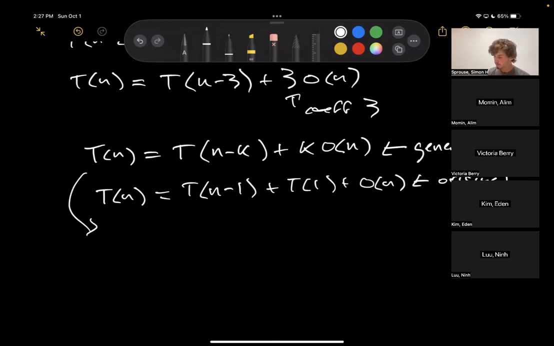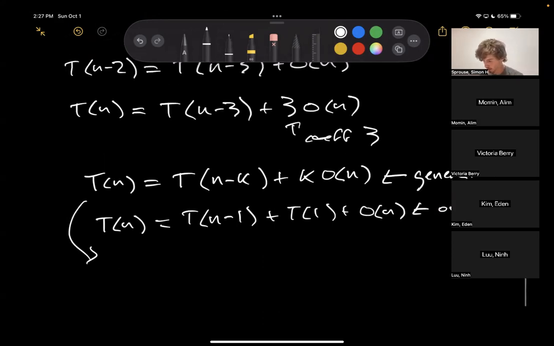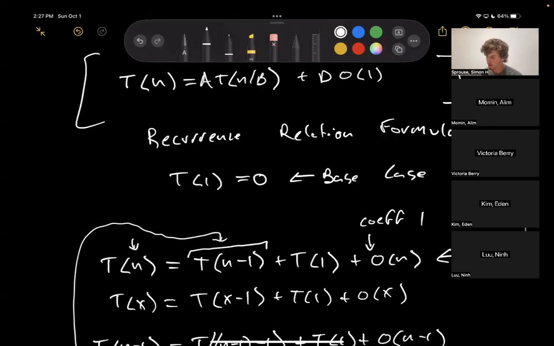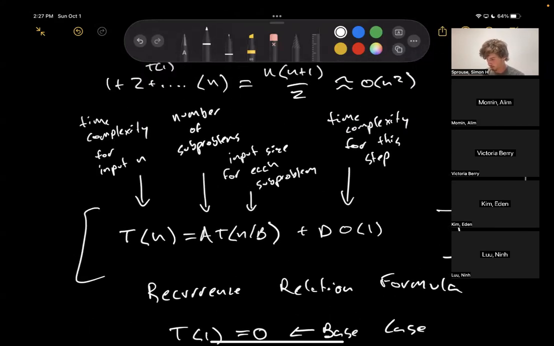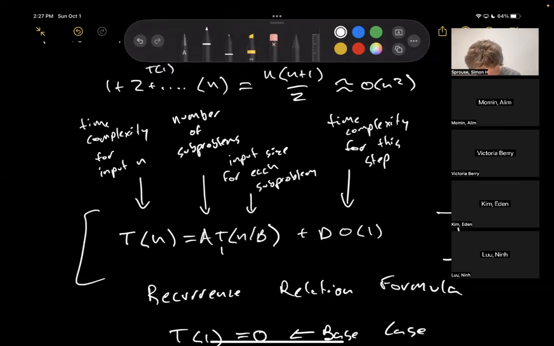Okay, so this right here is our recursive term. Y'all remember from the general formula up here that when you're looking at a recursive problem, this is going to be what actually does the recursion. So the recursion is right here.